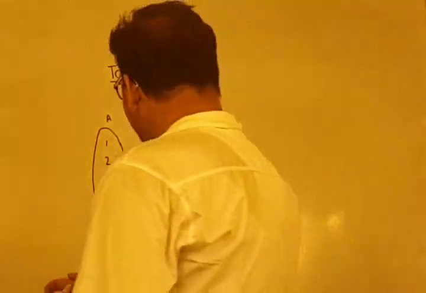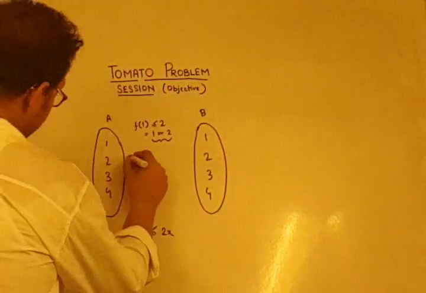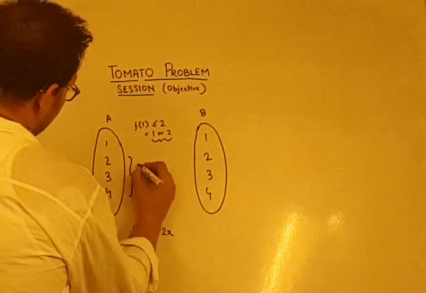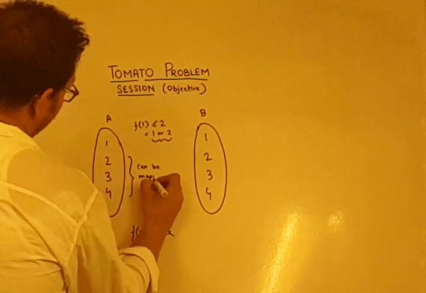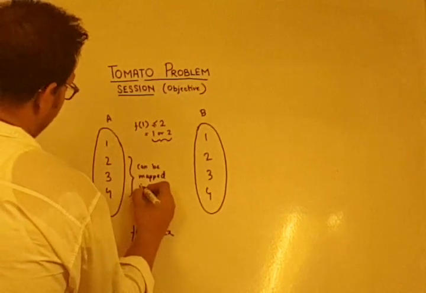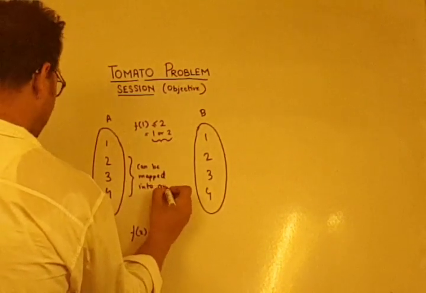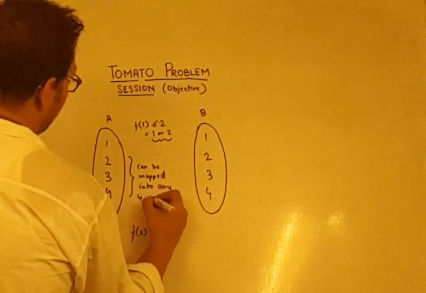So what we observe is that these three elements can be mapped into any of 4 numbers.